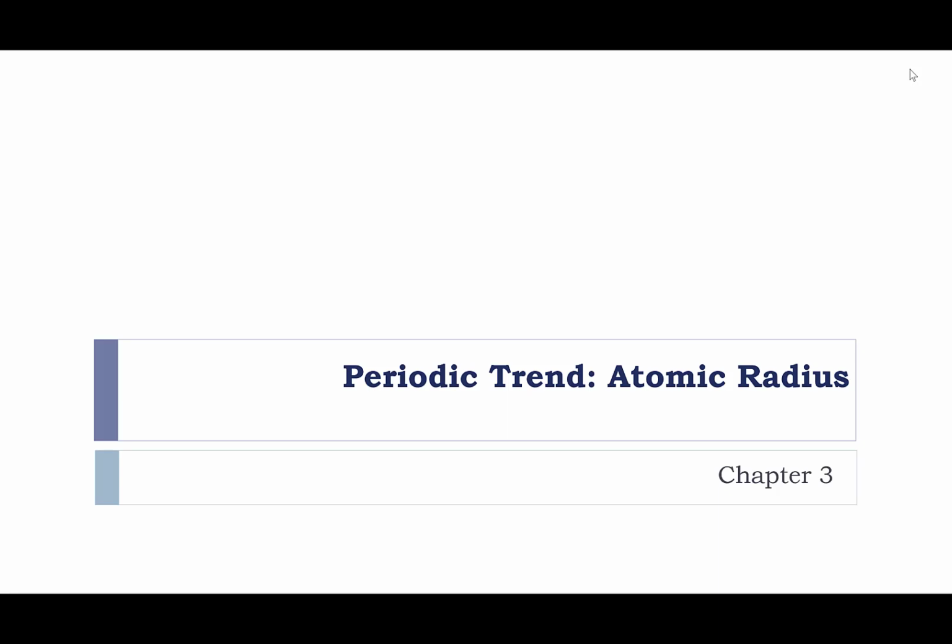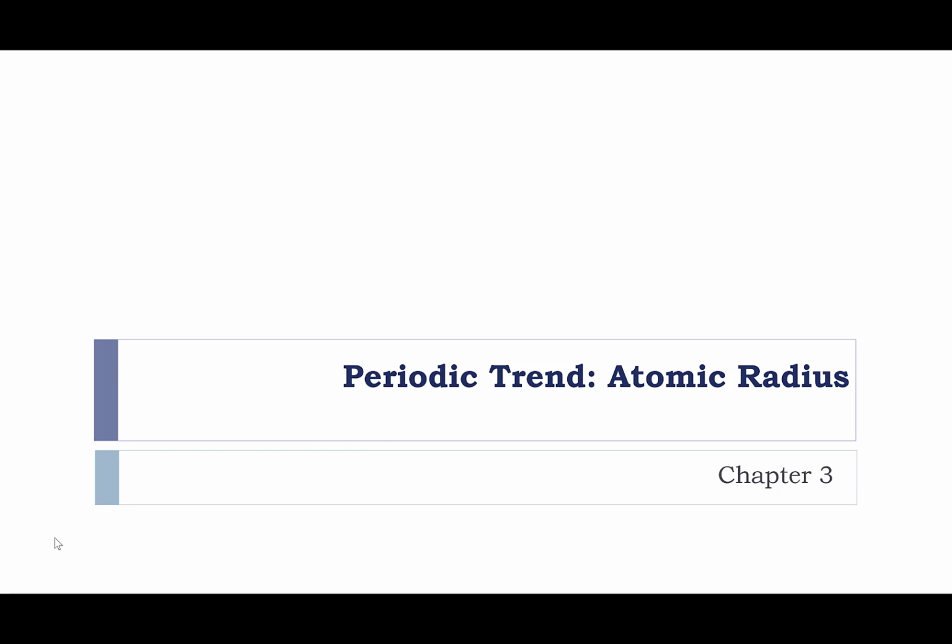Hey guys, welcome back to General Chemistry 1. We are going to start a series on periodic trends. We're going to talk about 3 trends across the periodic table: atomic radius, ionization energy, and metallic characteristics. This video is going to be about atomic radius.